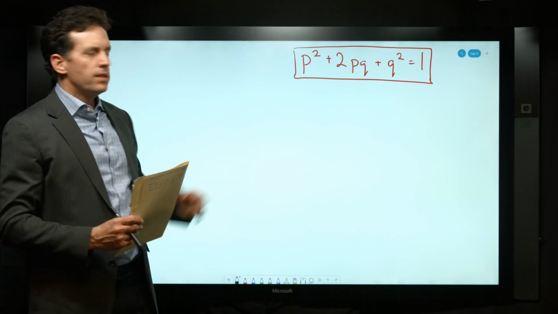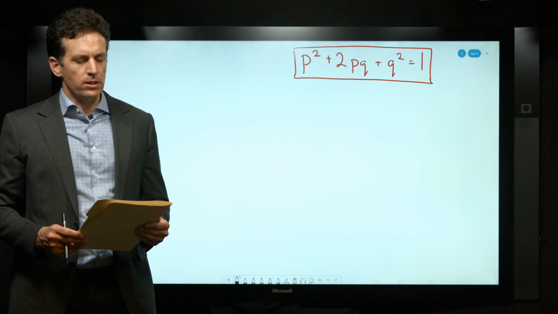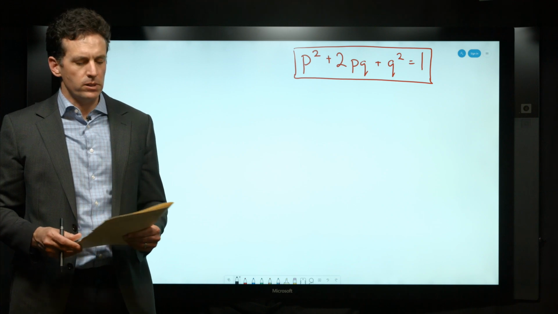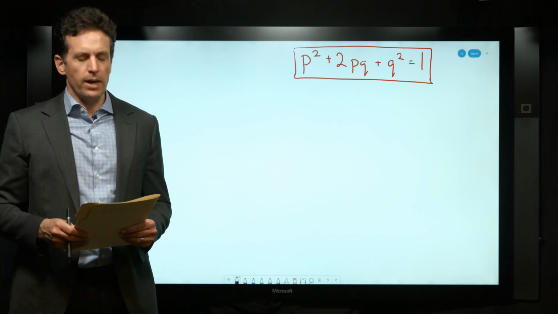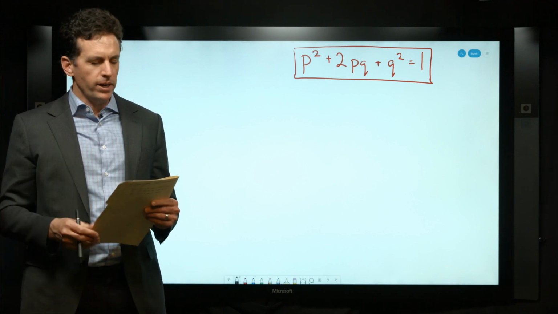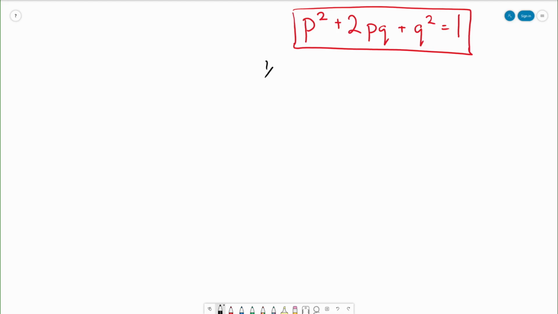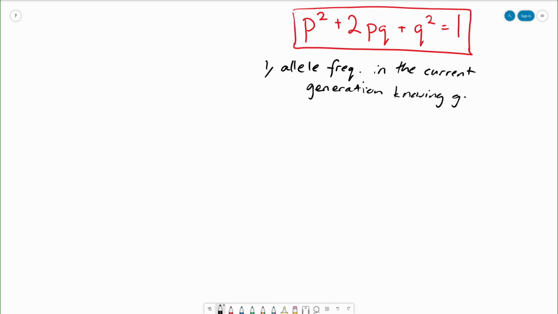All right, so this again is the Hardy-Weinberg law that describes the expected frequency of genotypes given allele frequencies. And so let's see how we can use the Hardy-Weinberg law. So firstly, what I just want to reiterate here is that this allows us to do two things. Firstly, we can calculate, one, the allele frequencies in the current generation, knowing the genotype frequencies. So we saw that in our initial example.